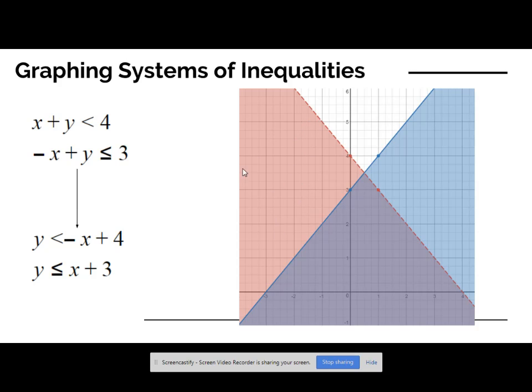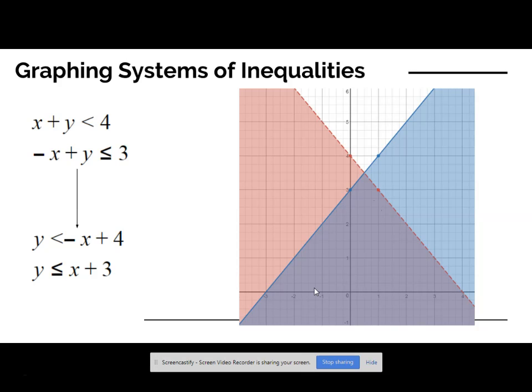Now, this area over here on the left is shaded red. And so all these ordered pairs over here are solutions to this first inequality here. However, they're not solutions for the second inequality. Same thing on the far right. All these solutions shaded in blue are solutions for the second inequality. We want where they overlap.